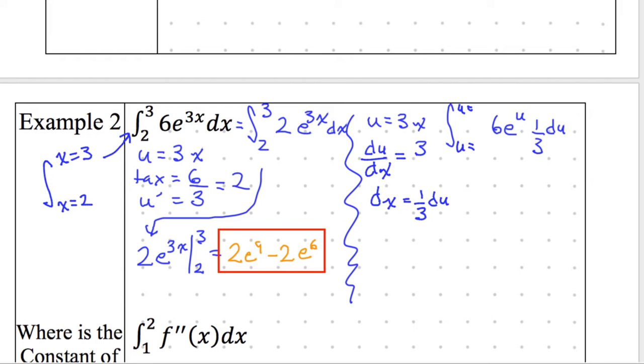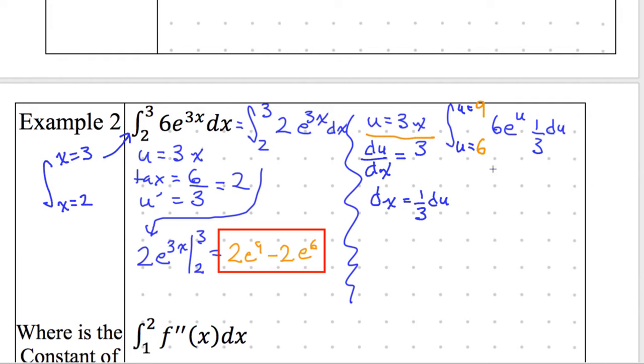But look at this. We have this handy-dandy equation, u equals 3x. So I can find the value of u. If it was 2, plug 2 in for the value of x. 2 times 3 is 6, which means this u value is 6. And if I plug in 3, 3 times 3 is 9, the u value is 9. So by changing the bounds, this is now formal u substitution with the definite integral.